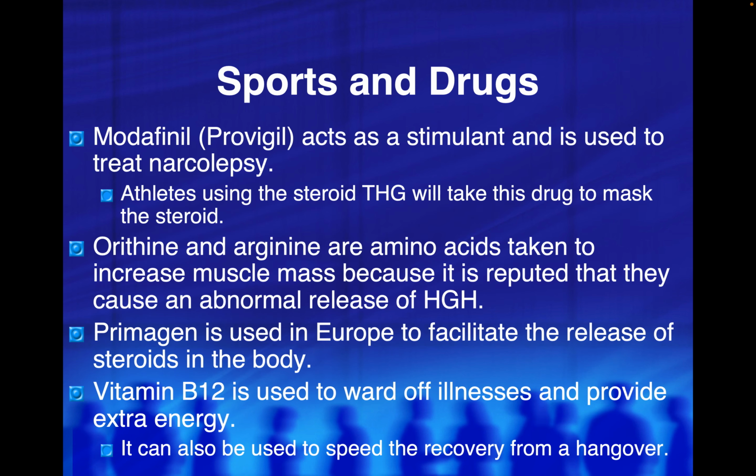Modafinil, Provigil, acts as a stimulant and is used to treat narcolepsy. Athletes using the steroid THG will take this drug to mask the steroid. Ornithine and arginine are amino acids taken to increase muscle mass because it is reputed that they cause an abnormal release of HGH, human growth hormone. Primegen is used in Europe to facilitate the release of steroids in the body. Vitamin B12 is used to ward off illnesses and provide extra energy.